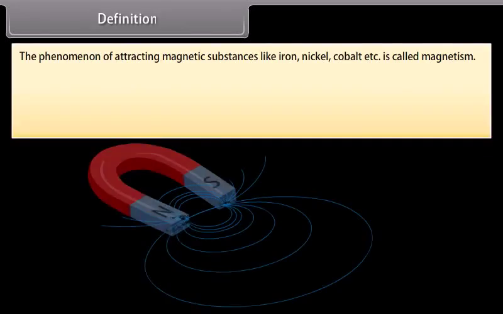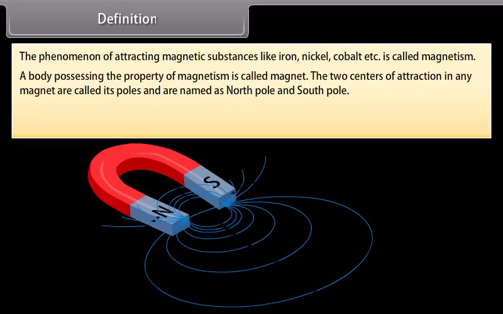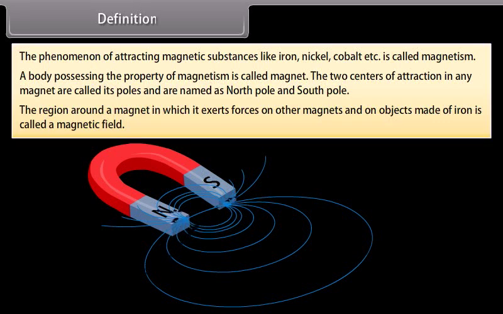Definition. The phenomenon of attracting magnetic substances like iron, nickel, cobalt, etc. is called magnetism. A body possessing the property of magnetism is called a magnet. The two centers of attraction in any magnet are called its poles and are named as North Pole and South Pole. The region around a magnet in which it exerts forces on other magnets and on objects made of iron is called a magnetic field.